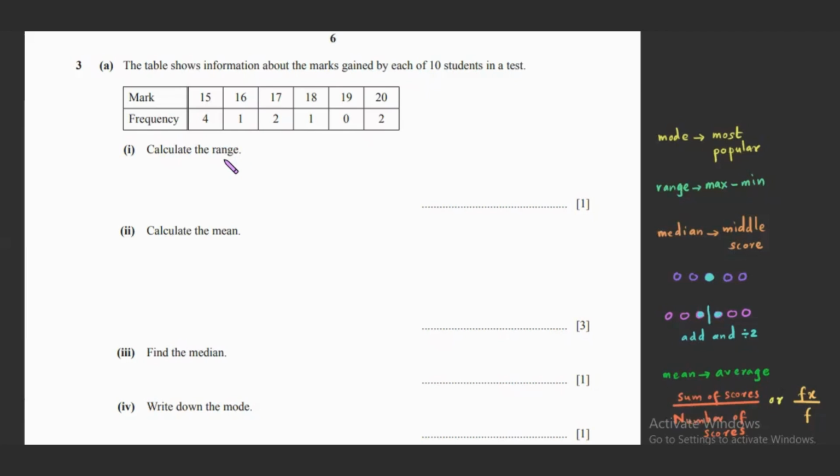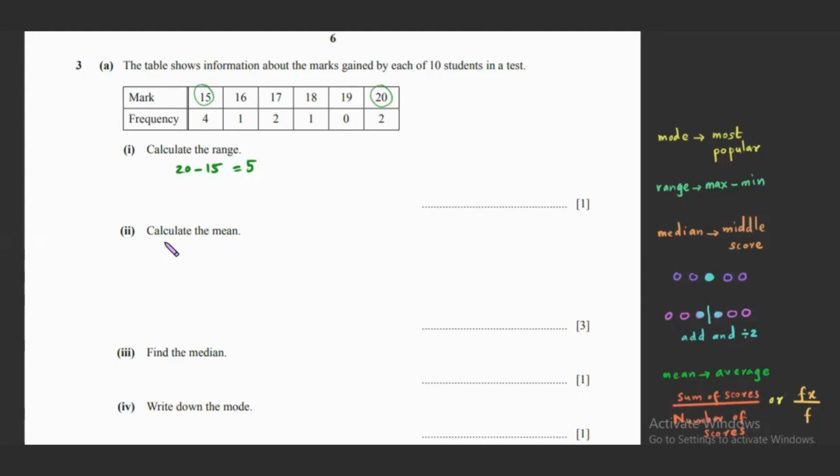Range is the difference between the highest score and the lowest score, or the difference between the maximum and the minimum values. The highest score is 20, the lowest score is 15. So we find the difference between the two. 20 minus 15 is equal to 5, which means 5 is the range.